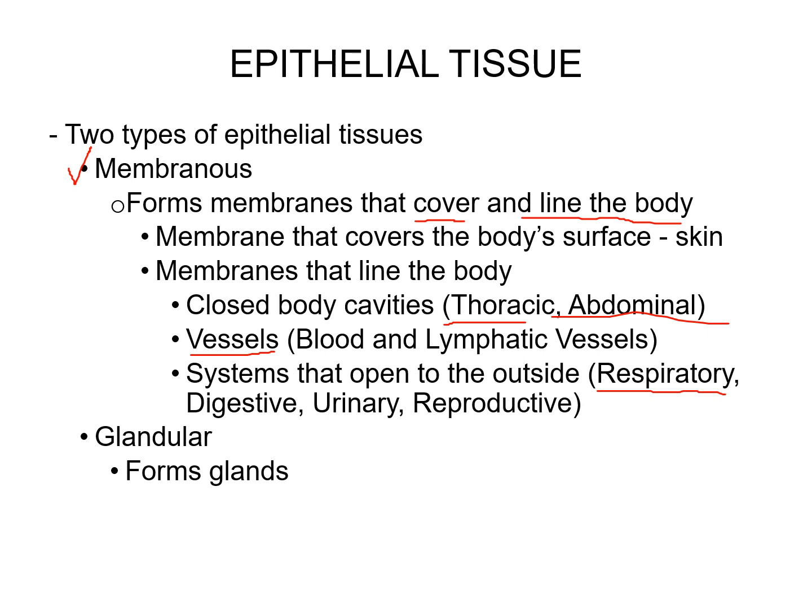Same thing with urinary, same thing with reproductive. So it's going to line things. Anywhere where we have a tube or an opening or a separation of the body, the lining is going to be epithelial tissue. And the second type of epithelial tissue are glands, or glandular tissue.